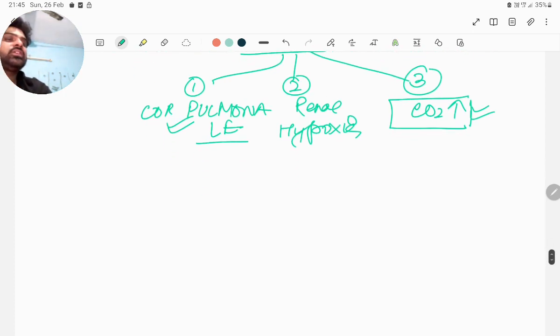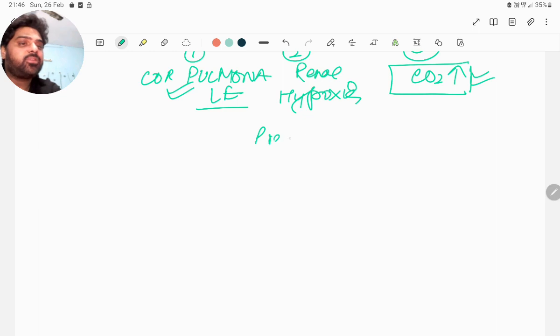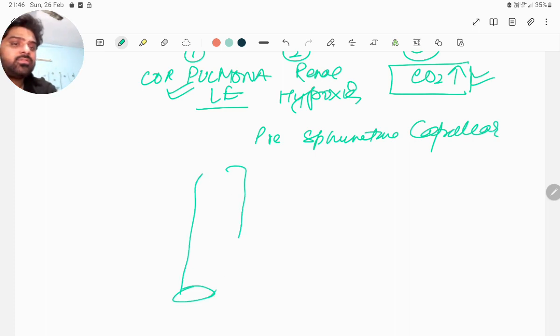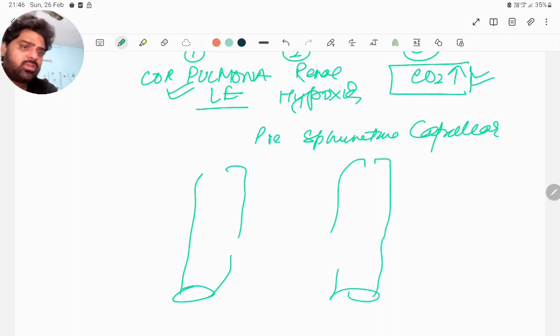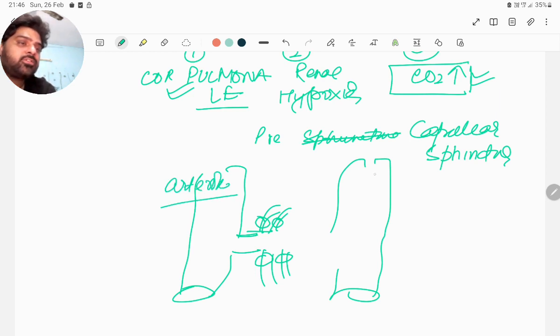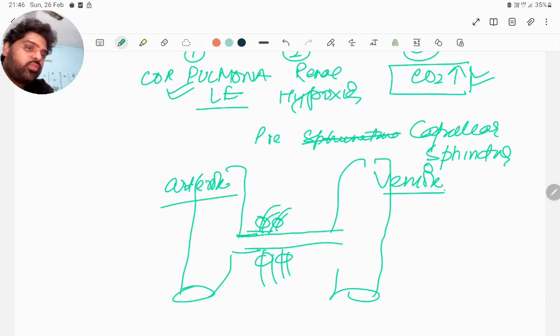Now, how this thing happens, we have to understand a concept that is known as the pre-capillary sphincter. Now, if this is your arteriole, this is your venule, this is the arteriovenous shunt, and there are a lot of capillaries coming out of it. And these capillaries have a sphincter before them, and this sphincter is known as the pre-capillary sphincter. Now they are highly responsive to CO2.